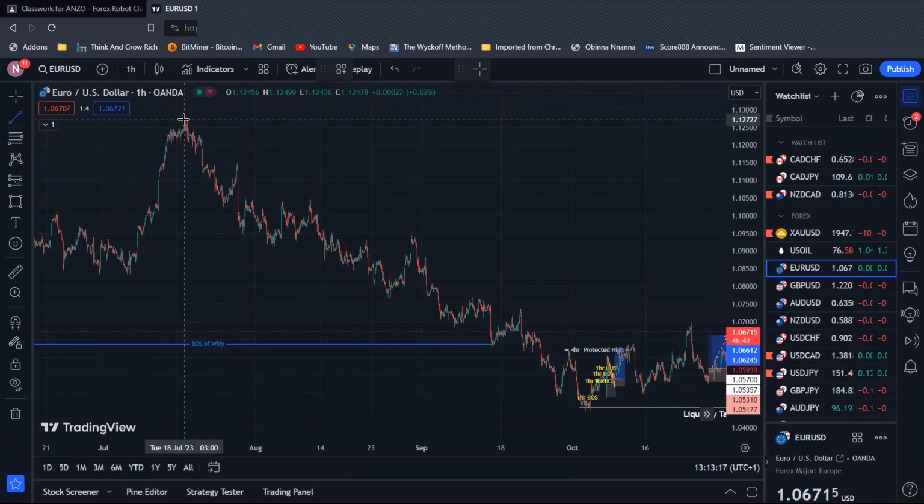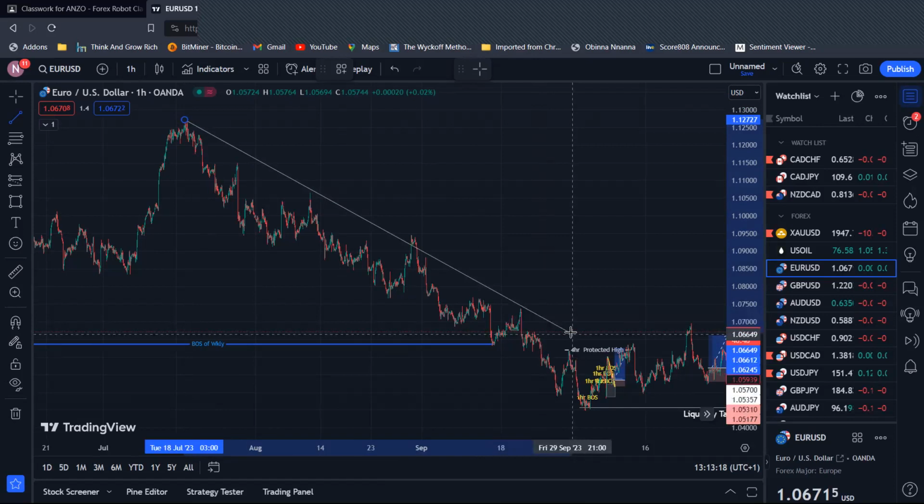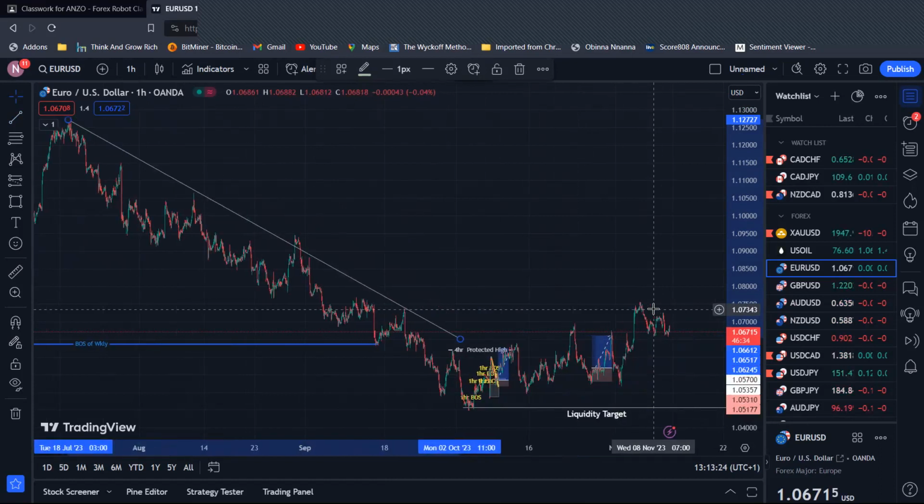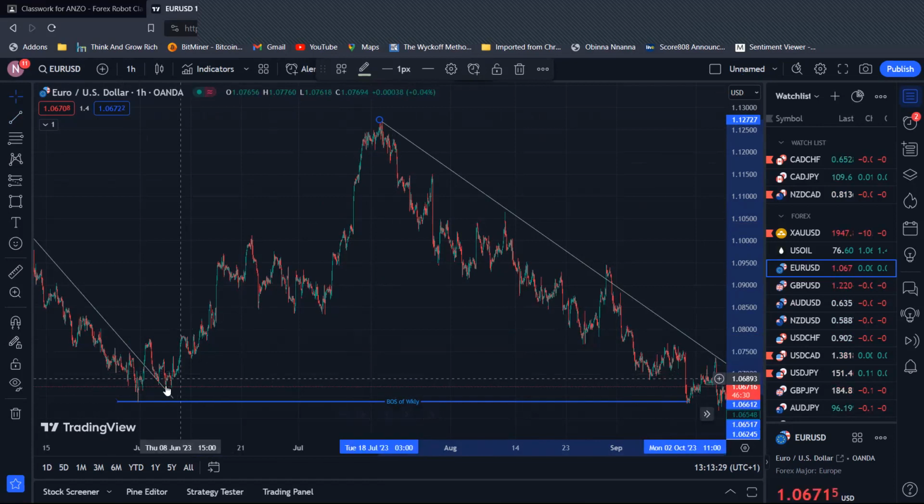Same thing here, right? But this one failed. We're waiting for this trend line to break. The trend line did not break at all. And what did the price do? Price closed below a protected low. So if the market wants to continue to go bullish, it needed to stay above this low.